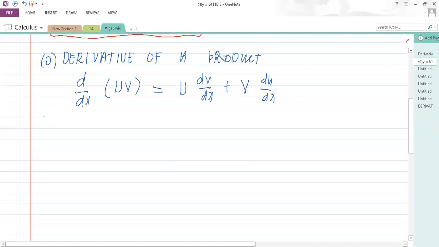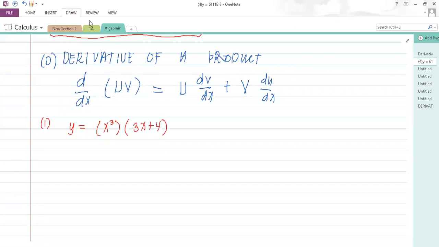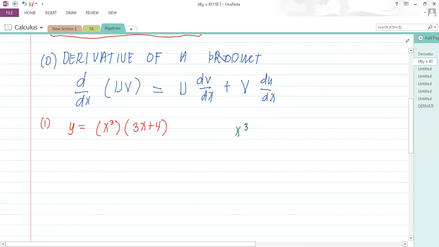Okay, so let's have an example for the derivative of a product. Say we have to differentiate the given function or equation, y equals x cubed multiplied by 3x plus 4. Okay. So what will our derivative be? So that we won't have a hard time, let's first get the derivative of each function. One function is x raised to 3. The other is 3x plus 4.